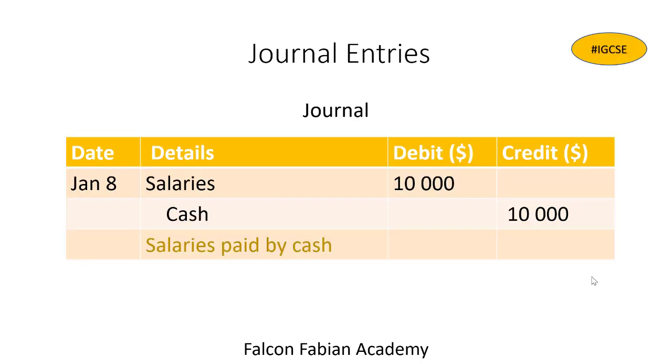Now let's record this entry in the journal. So the date is January 8th. The first account is the account that needs to be debited. So salaries account debit, and the amount in the debit column 10,000. Next line, you would leave some space, name of the account to be credited, which is cash, and in the credit column 10,000. And the explanation or the narrative is salaries paid by cash. So salaries account debit, cash account credit, and narrative is salaries paid by cash.